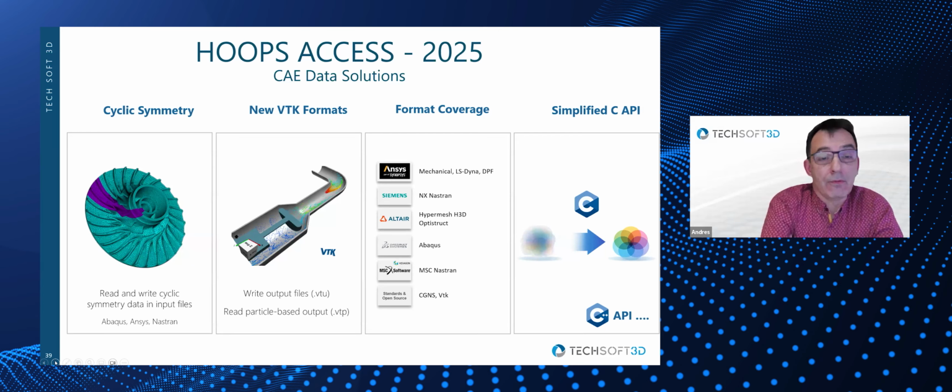One big project we did for one of our partners here is to support cyclic symmetry data in input files, focusing on our tier 1 formats: Abaqus, ANSYS, and Nastran. On the format front, we added a couple of formats in the VTK ecosystem. We are now writing out results in the VTU format. And for a project that will be presented in a few slides, we started supporting VTK's polydata format, VTP, in order to be able to read particle-based output files.